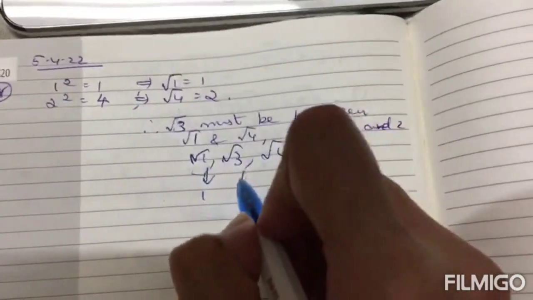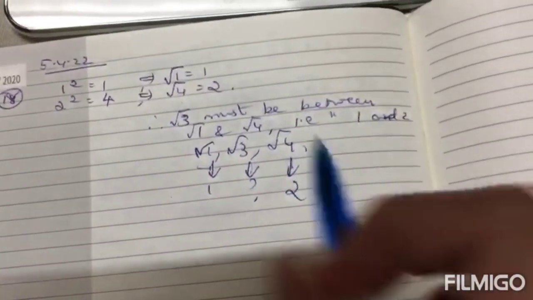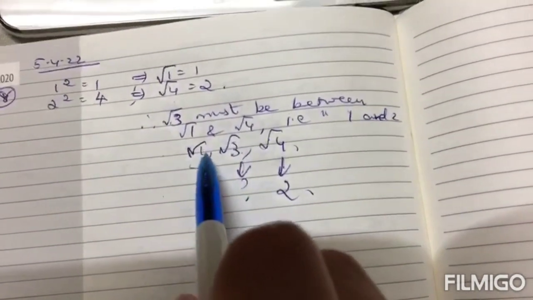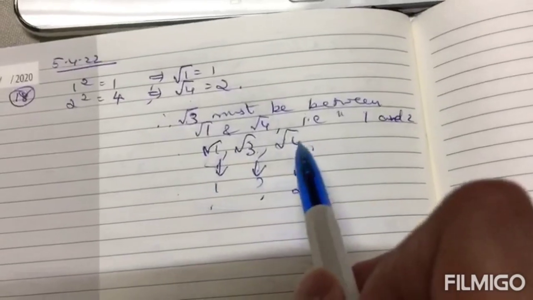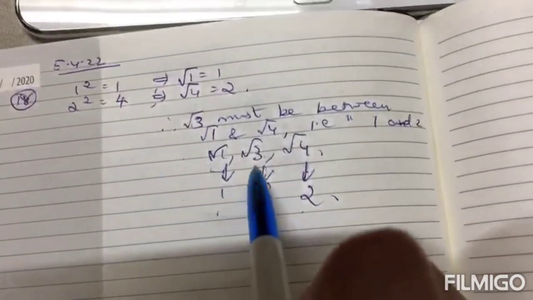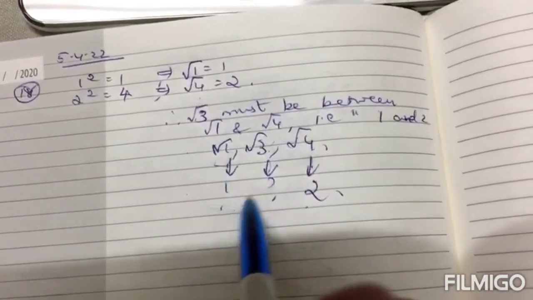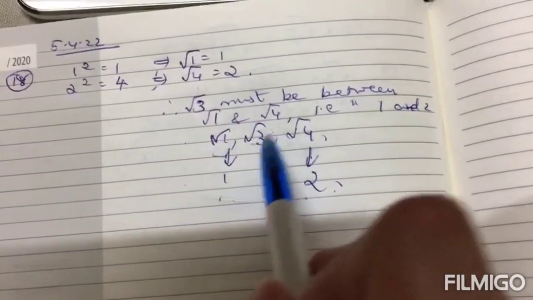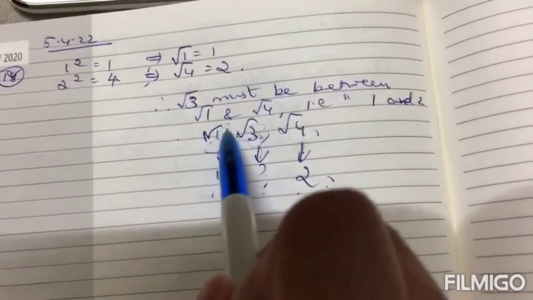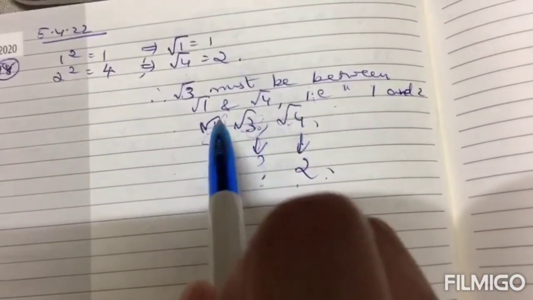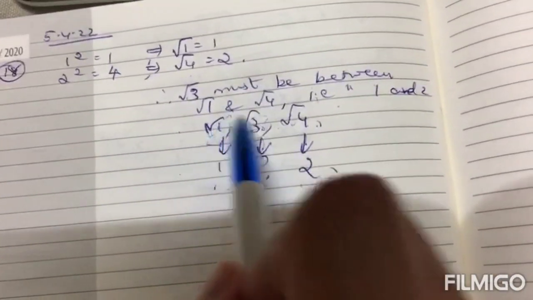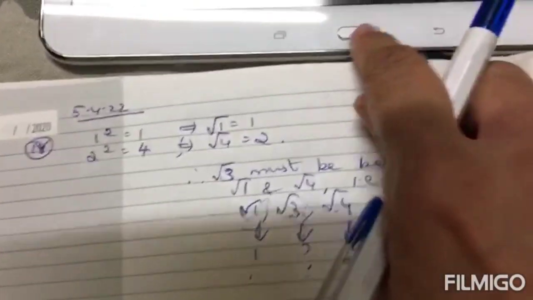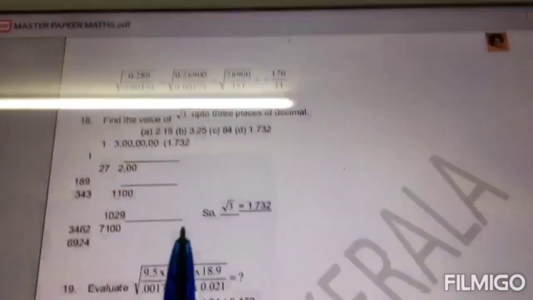This is 1, this we don't know, and this is 2. Therefore, square root of 3 must be between square root of 1, which is 1, and square root of 4, which is 2. That is, square root of 3 must be between 1 and 2. Correct? Why? Because 3 is between 1 and 4, no? Therefore, root of 3 should also be between root of 1 and root of 4. Correct? So, let us look at our answer choices.